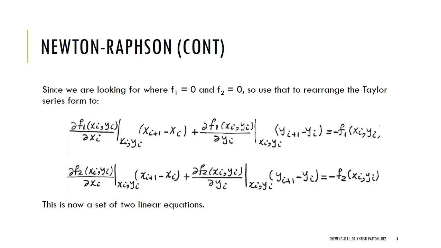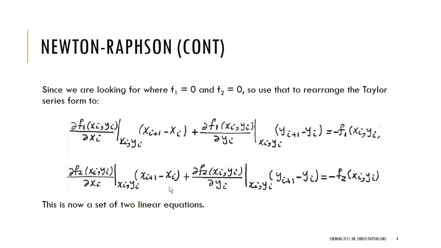Since our goal here is to find where f1 and f2 are equal to 0, we'll just declare them to be 0 and use that so that we can rearrange our equations, and we end up with negative f1 at xi, yi, and there's a closing parenthesis that got chopped off in my cut and paste, is equal to the first derivative of f with respect to xi, so a partial derivative with respect to x, times delta x, plus the partial derivative with respect to y times delta y, and negative f2 of xi, yi is going to be the same thing for function f2.